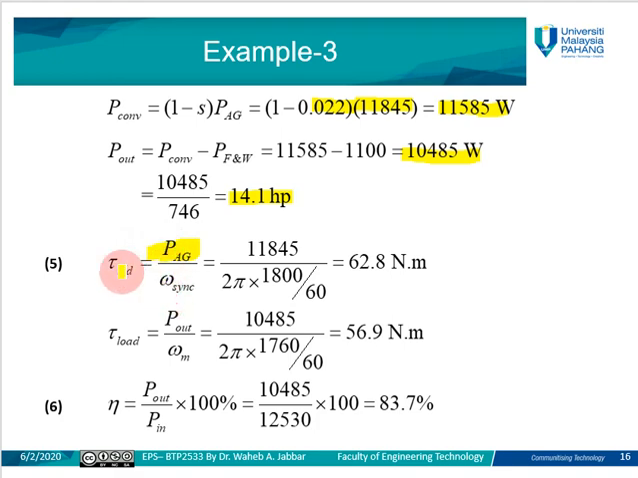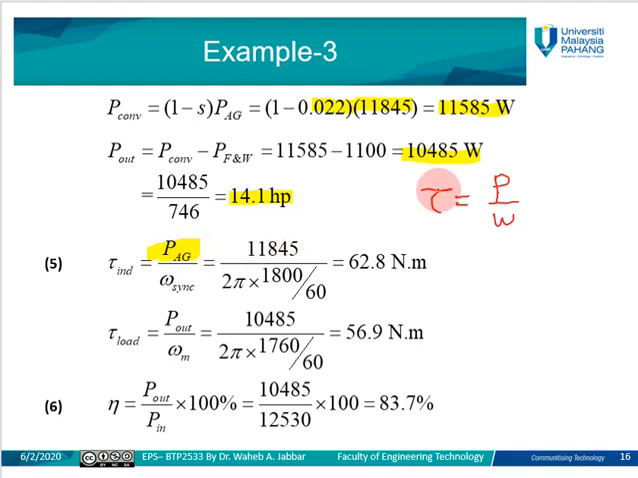The general formula of the power with respect to the torque is tau equal to P over omega. Depending on which P and which omega, the value will change. If we are talking about the induced torque, we are going to use the power of the air gap and the synchronous speed, because the power of the air gap is the power transferred from the stator to the rotor, and the synchronous speed is the speed of the stator's magnetic flux, which is transferred from the stator to the rotor.